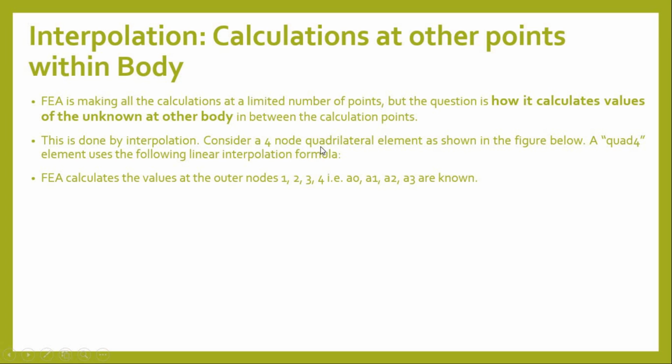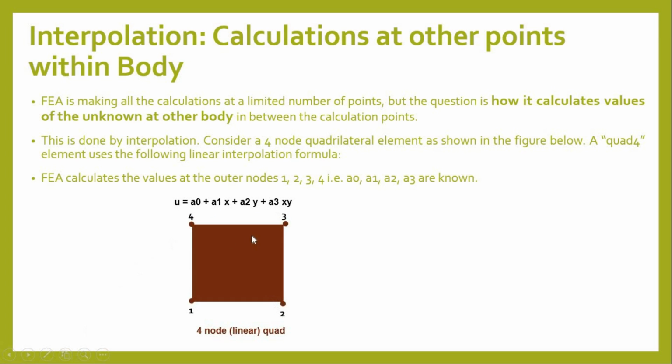Consider the 4-node quadrilateral element as shown in the figure. A quad 4 element uses the following interpolation equation, which is nothing but your interpolation equation. Suppose you want to know the displacement at this point, so you can use this equation: a0 plus a1x plus a2y plus a3xy. FEA calculates the value at the nodes 1, 2, 3, 4, right? From these nodes, if you use this equation, you will get the displacement or your results at points other than these calculated nodes.